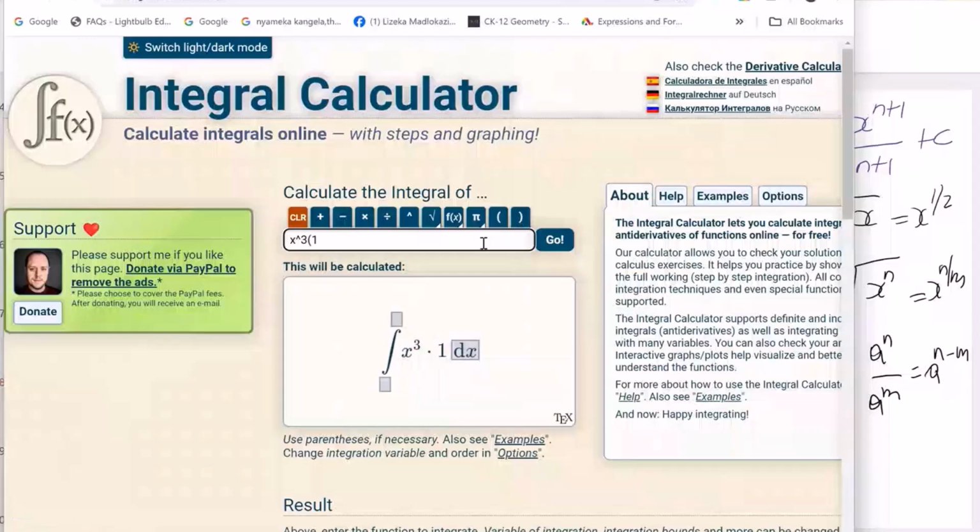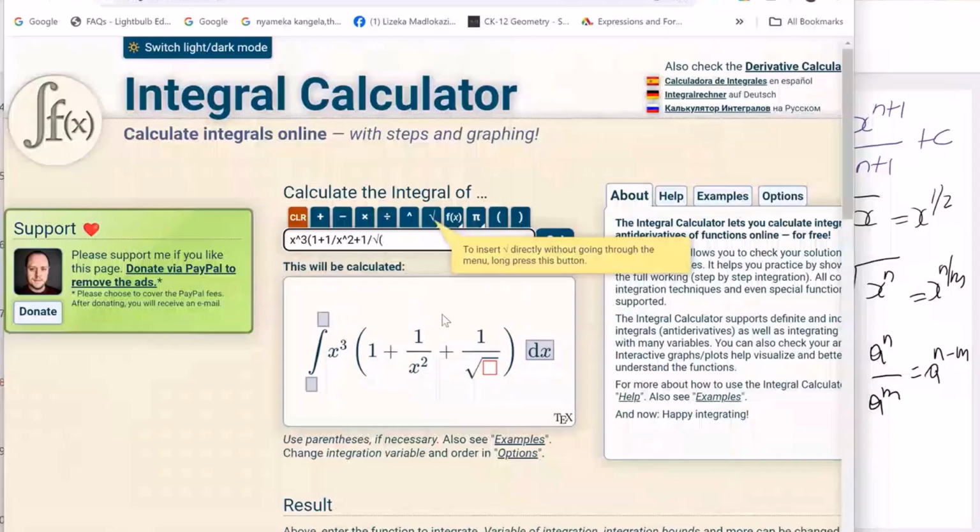It was 1 plus 1 divided by x squared. And then after that, it was plus 1 divided by, and then in the numerator, they had the square root of x squared. Okay, so I'm just re-entering the question.